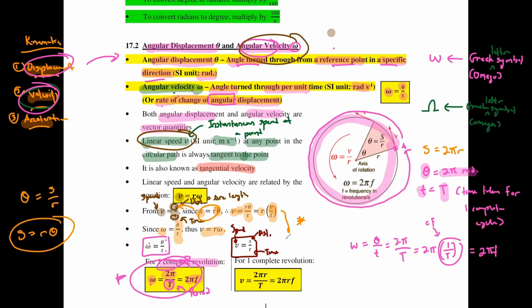Okay. So right now, if I use the equation v equals s over t, the distance covered is 2 pi r. The time taken is again my period. I'm going to get this. And then if I try to single certain things out, 2 pi r over 1 over T, this will become 2 pi r f, giving me this.